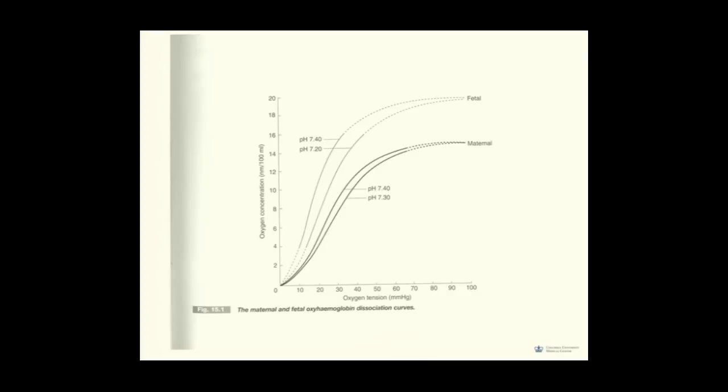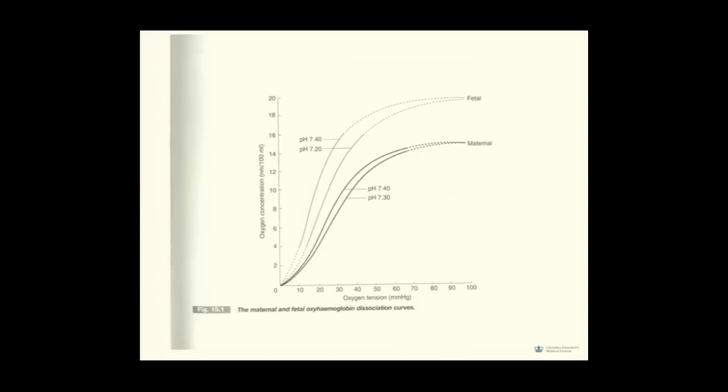So for mom, her blood PO2 is going to vary from a high of 100 millimeters of mercury to a low of about 40. Right? Arterial PO2 is 100. So this is mom's curve, that's fetus. Arterial PO2 is 100 for mom, oxygenated. And then venous PO2 is about 40. So mom's always going back from 100 to 40, 100 to 40. Make sense?